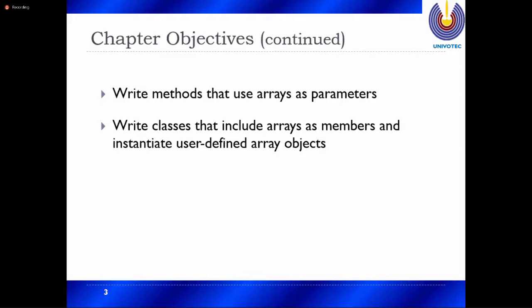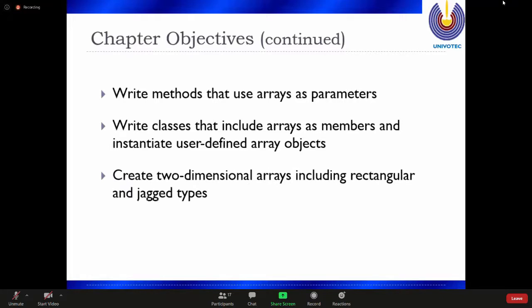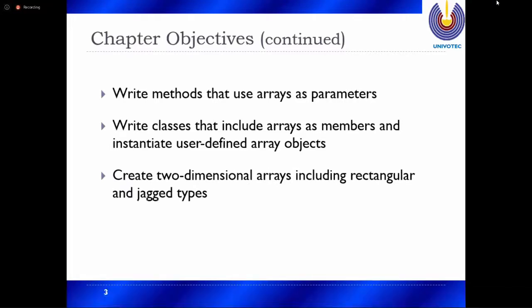Okay, write a class that includes the array as a member, and instantiate a user-defined array object. Okay, array is a reference type. The array is an object. Create a two-dimensional array, including rectangular and jagged arrays, and multi-dimensional arrays also you can create. Use the multi-dimensional arrays. Okay, two-dimensional array means it is a table type, with rows and columns.